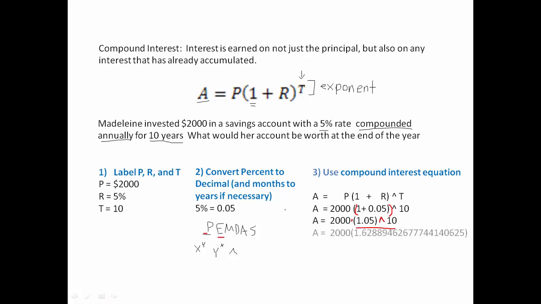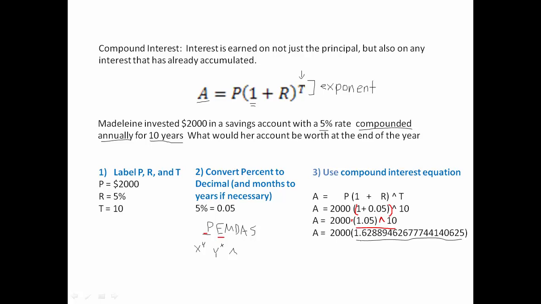All right, so when I type my 1.05, my exponent button, and my 10, and I hit equals, I will get this horrible, horrible, long, ugly decimal. So try it out at home and see if you get the same thing. Type 1.05, then type your exponent button, whichever one it is, and then type 10 and hit equals. And make sure you get this dreadful decimal, 1.62889462677774441, and it just keeps going for a while.